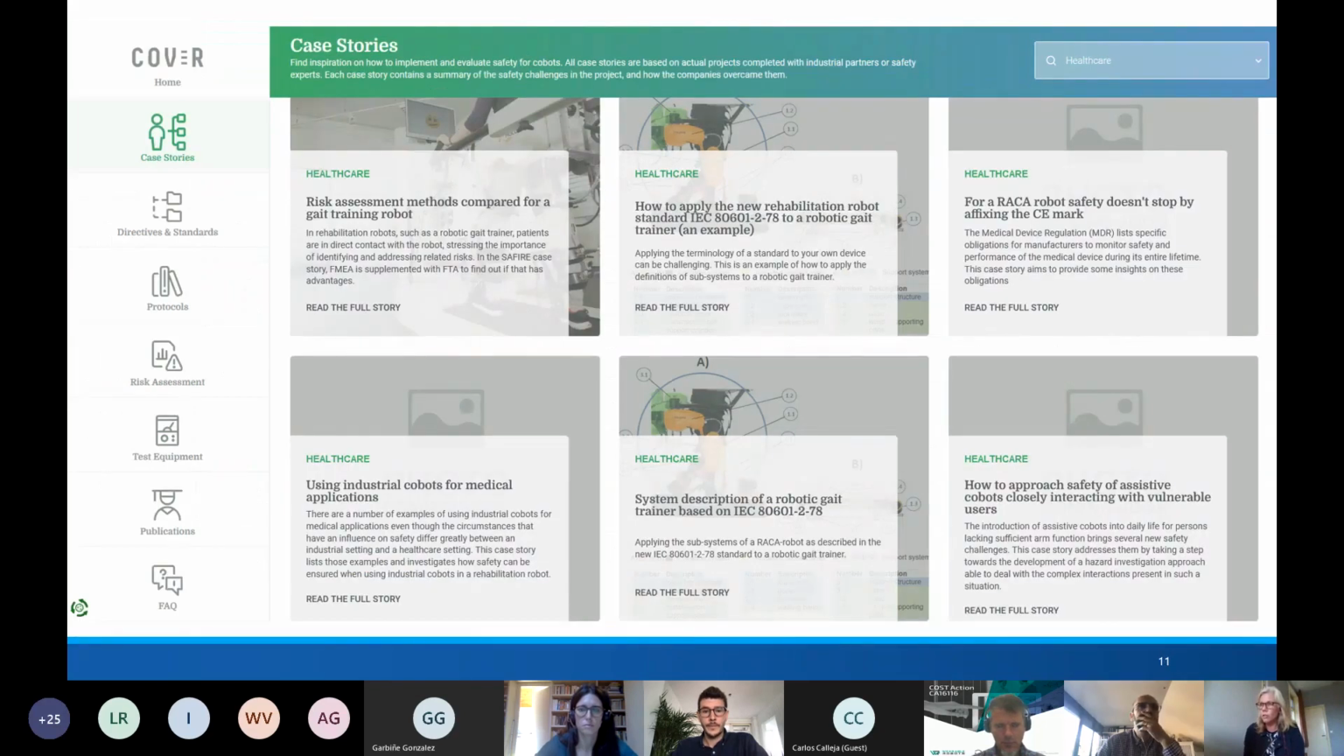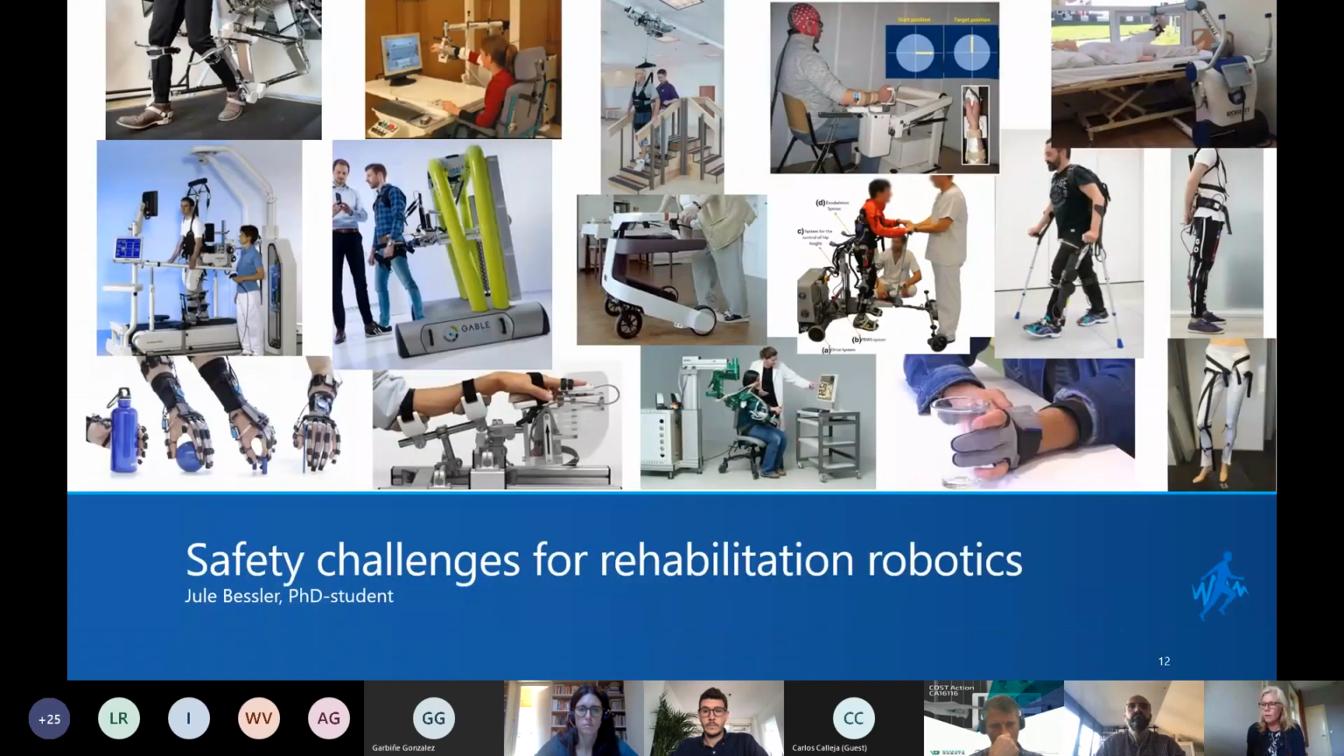And another source of information is the case stories. Here we have real examples coming from a lot of the third-party funding projects, where people shared what lessons they learned, what type of information they found really valuable that they learned during the project. So this can present some kind of inspiration for robot developers on how others have dealt with a particular challenge. So we hope that this gives some more information and some more direction for people searching for information. So that's a little bit on what the COVR toolkit can provide.